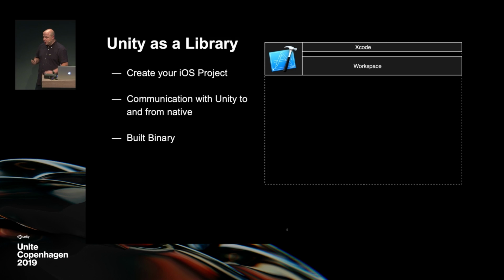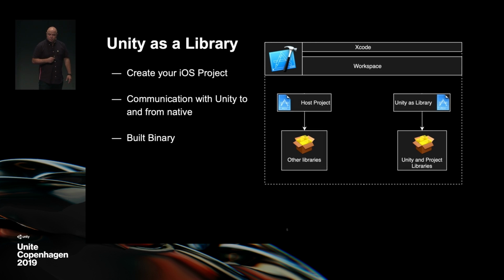Let's start a little bit with how the Unity as a library works. When you start a new project with Unity as a library in mind, you start with your Xcode project. Inside your Xcode project, you have a workspace, standard procedure for any Xcode project. Inside your workspace, we are going to have two separate projects. One is your host application, your native application that you want to create, or a pre-existing application.